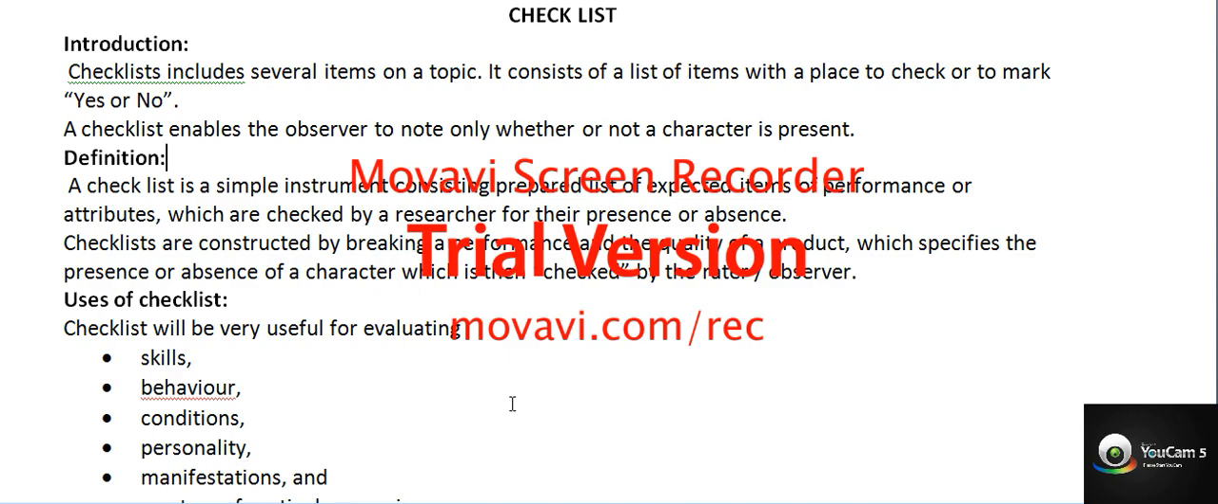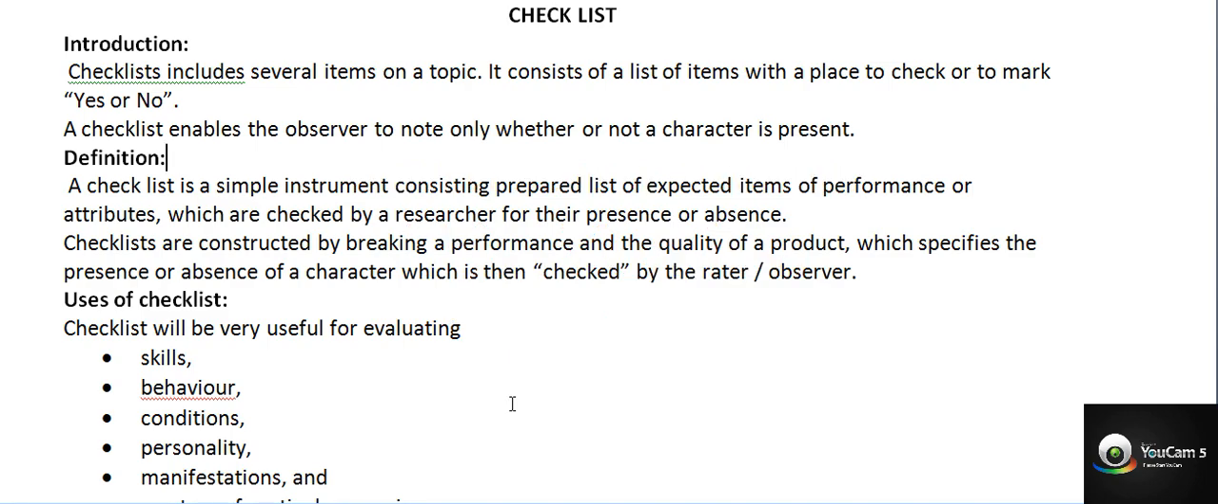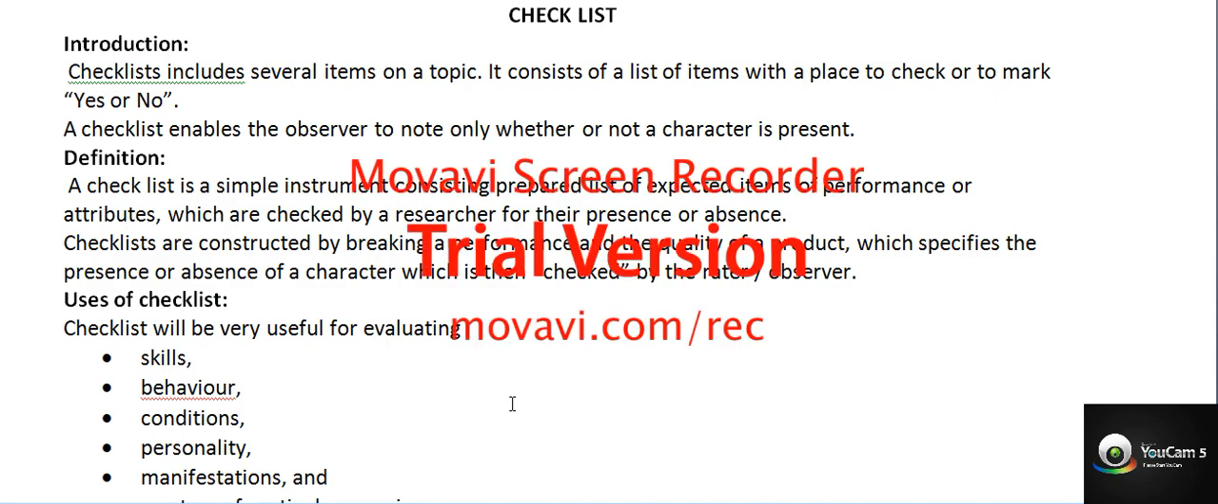Checklists are constructed by breaking down a performance and the quality of a product, which specifies the presence or absence of a character, which is then checked by the rater or observer. So it is the same thing. A full performance is broken into statements, and for each statement you check whether it is present or not, and you rate the person.